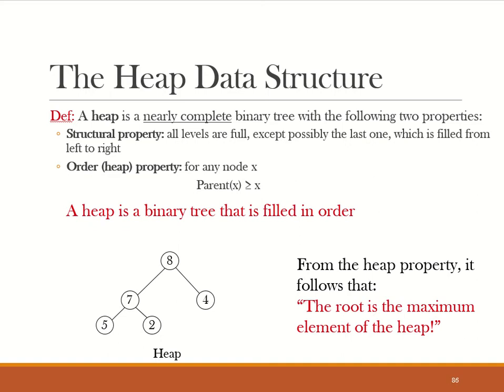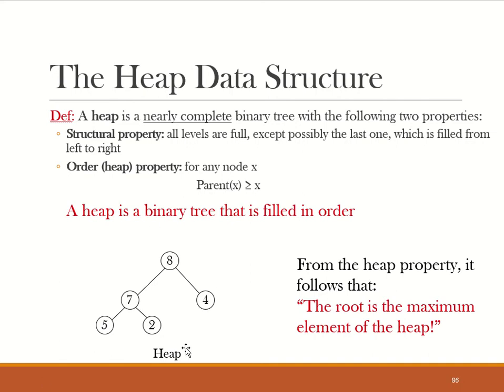Now talking about the order property. The order property says, in the example of the tree shown below, that for any given node x, its parent should have a value greater than x. But this is not necessarily the same for all heaps. You have various types of heaps, but the heap that you can see here has the property that whenever you pick a node, its parent will have a value greater than the node. So you can see this is the heap.